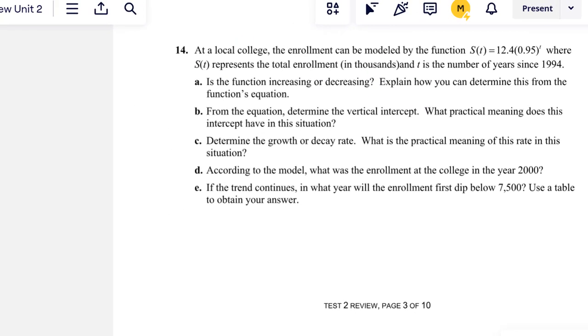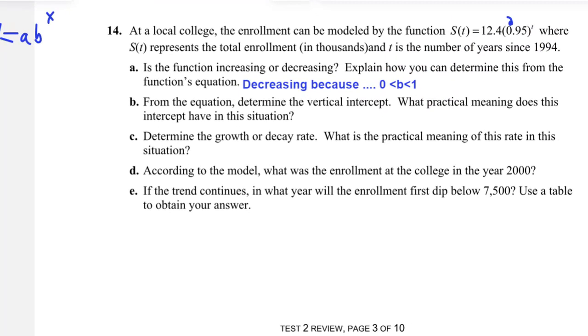y equals ab to the x, right? If b is bigger than 1, it's growth. If b is between 0 and 1, it's decay. So this 0.95 is between 0 and 1, so we know that this is decreasing. All right, so I said it's decreasing because our value for b is in between 0 and 1. And again, our value for b is this 0.95.